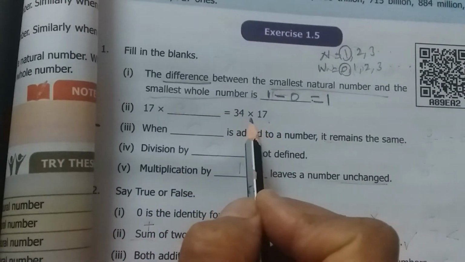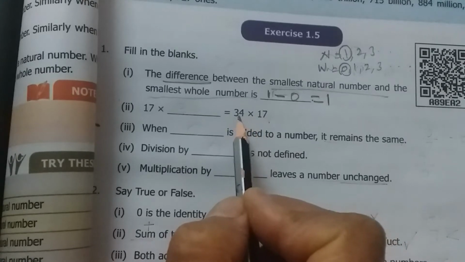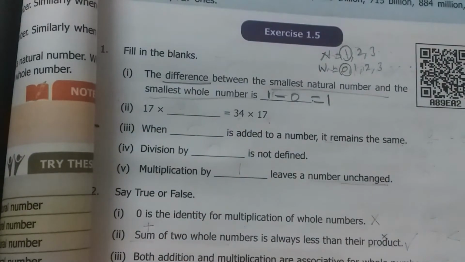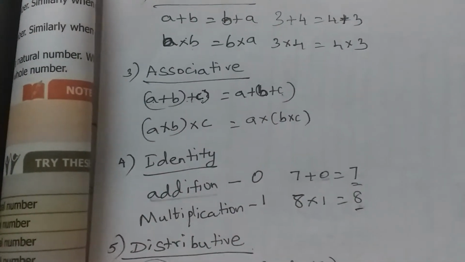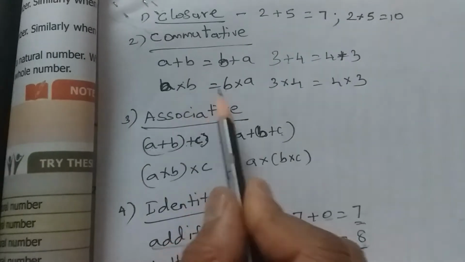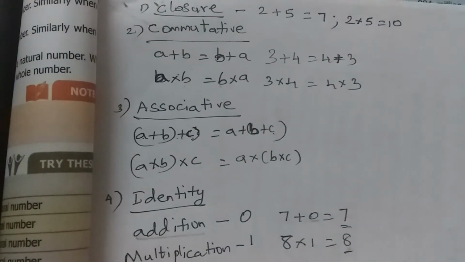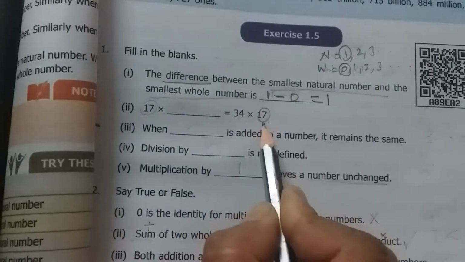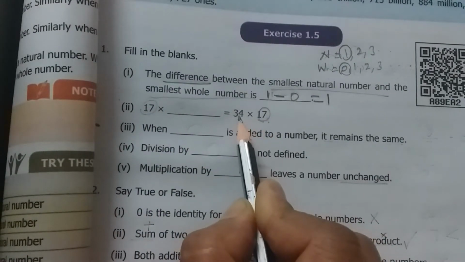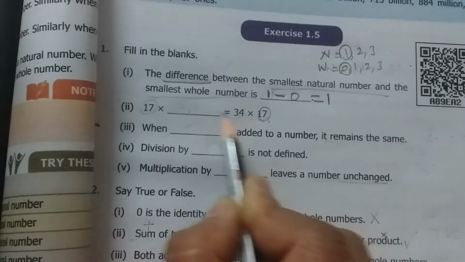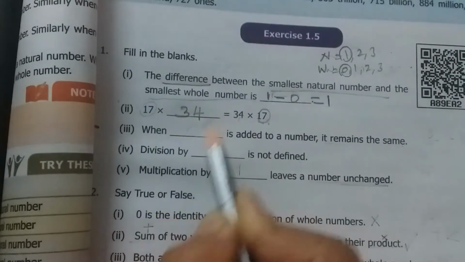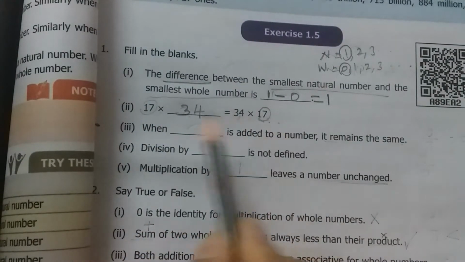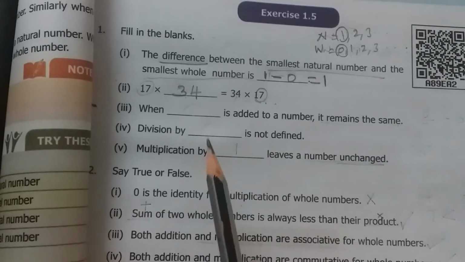Next, 17 into dash is equal to 34 into 17. Which property can you make out? Which property is used here? Yes, it is the commutative property of multiplication. A into B is equal to B into A. The numbers are interchanged. The first number 17 has become the second number here, and the first number on the right should become the second number on the left hand side. So here we have to write just 34. Now we check: 17 into 34 is equal to 34 into 17. However you multiply, we get the same answer.